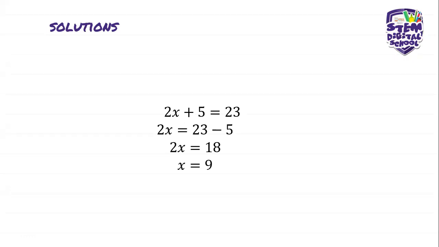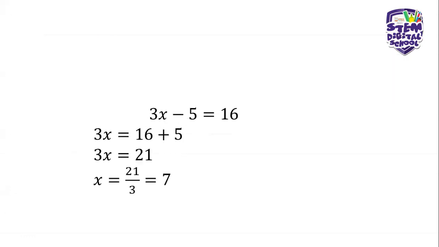And then followed by the next one here, you can see this is how we have solved it. 3x minus 5 is equal to 16. And of course, you just transpose the negative 5 from the left-hand side to the right-hand side. Then you add the 5. 16 plus 5 is 21, as you can see. And then you divide by 3. So 21 divided by 3 is 7. And most of you got this one right. Almost all of you.